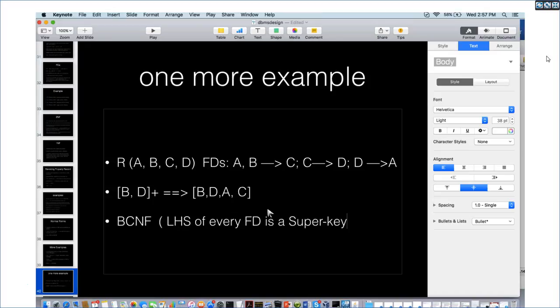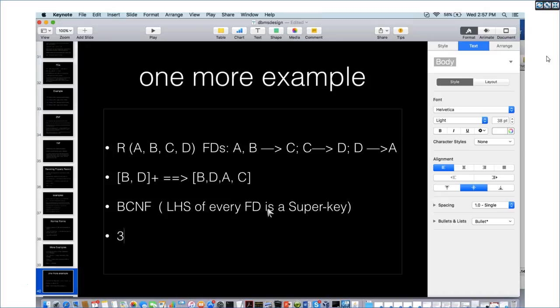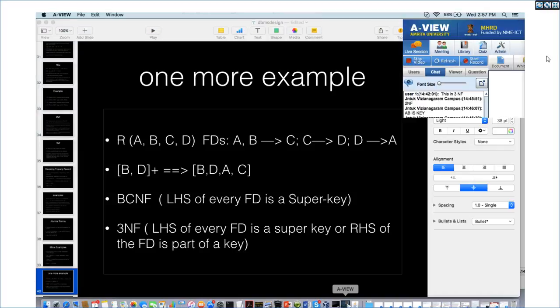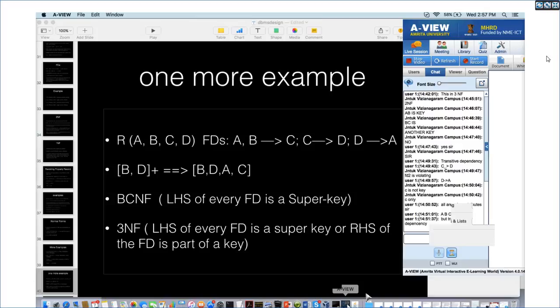Now the 3NF requirement is that the LHS of every FD is a super key or the RHS of the FD is part of a key. This is what we are defining. Okay, right? You are going in a slightly different way of looking at the transitive dependency. I can come back to that, and I don't want to confuse the rest of them with the other interpretations. Okay, given an FD, either of the conditions should be satisfied.